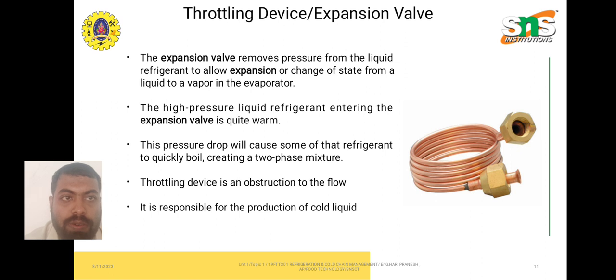Next, about the throttling device or expansion device. The expansion device removes the pressure from the liquid refrigerant to allow expansion or change of state from a liquid to a vapor in the evaporator. The high pressure liquid refrigerant entering the expansion valve is quite warm. This pressure drop will cause some of the refrigerant to quickly boil, creating a two-phase mixture. The throttling device is an obstruction to the flow. It is responsible for production of cold liquid.